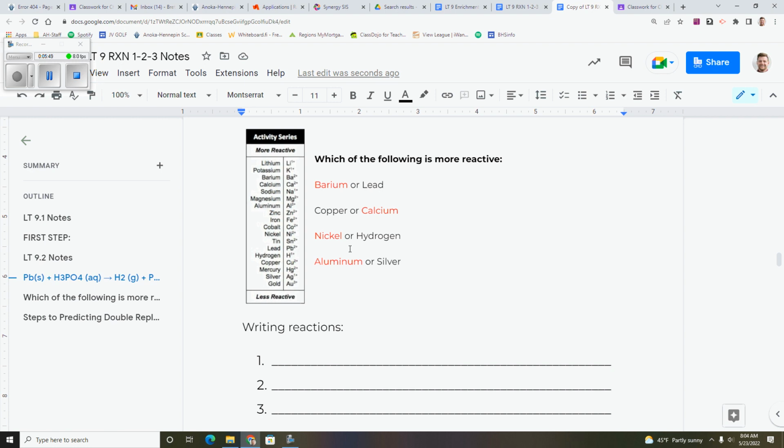Yeah. Probably. Look what's on the bottom of the list. What metals are at the bottom of the list? Gold. What else? Silver. Copper. What are rings that people wear on their body? Gold and silver, right? They're not very reactive. We wouldn't want to put metals on our body that are very reactive.